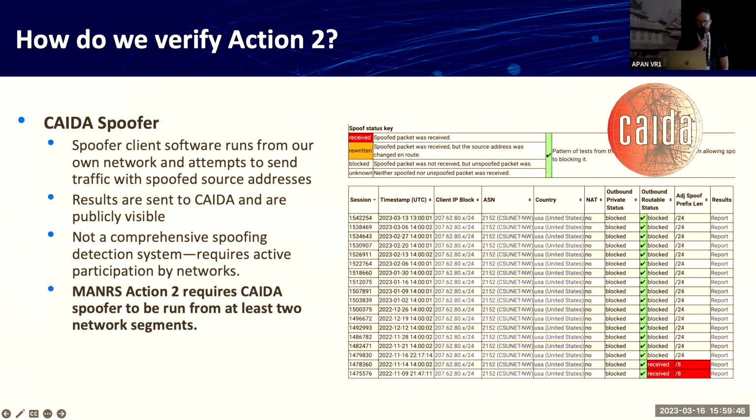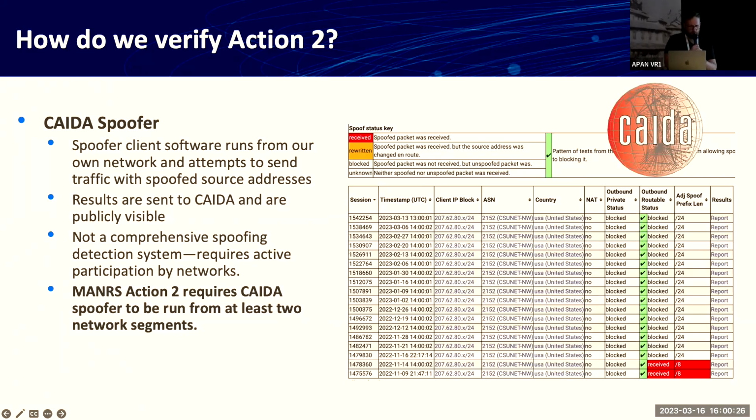I can't remember if anyone talked about it this morning or not, but this is client software that you install on your own network that attempts to send out traffic with spoofed source addresses. We're currently running two instances of this, and we'd like to add more and more, because it's a voluntary way to check your anti-spoofing capabilities. In order to be approved for action two, you are required to run this from at least two network segments.